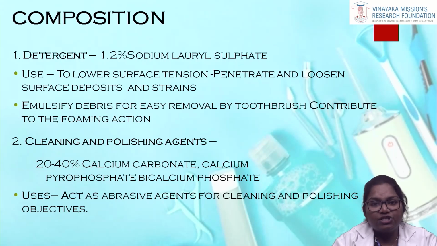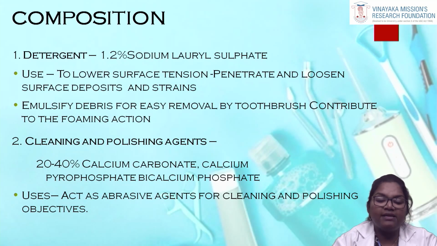So, what is the composition and what is the function of each component? First, the detergent, which is 1.2% sodium lauryl sulfate. It is used to lower the surface tension and penetration, which enables loosening the surface deposits and stains of microorganisms. It emulsifies the debris for easy removal by the toothbrush and contributes to the foaming action. So, the detergent is for lowering surface tension, foaming and emulsification.